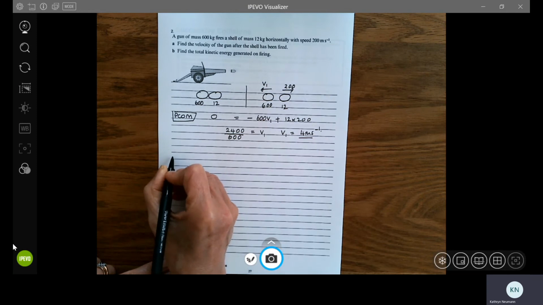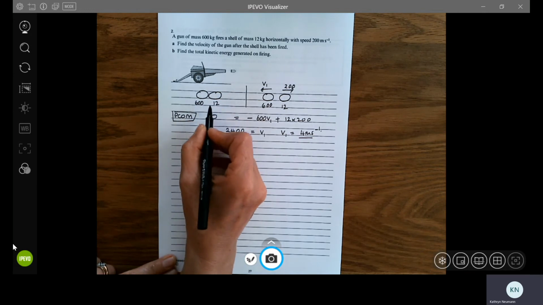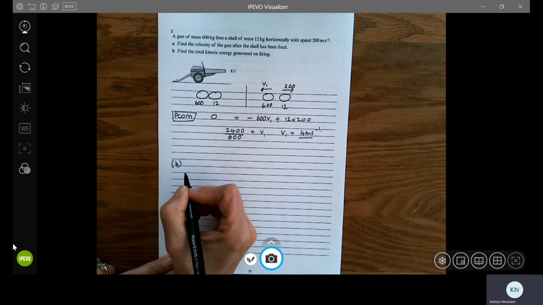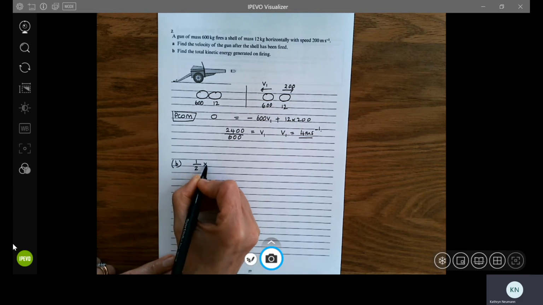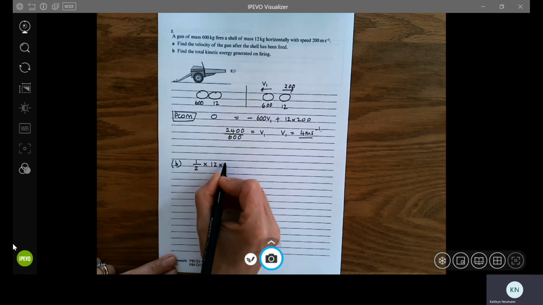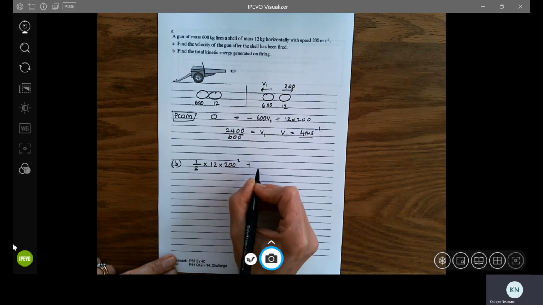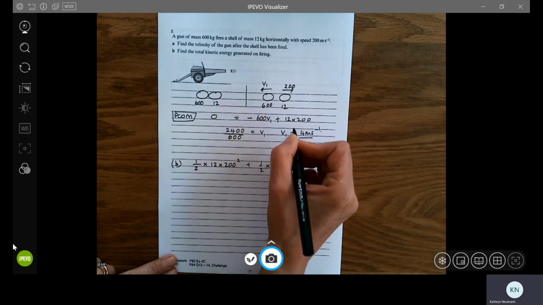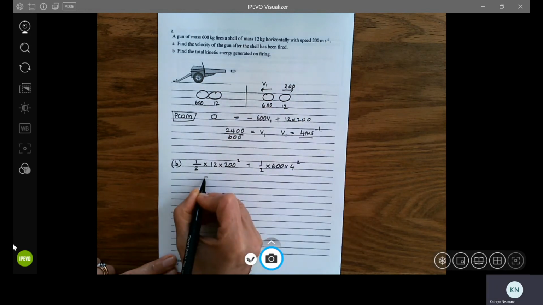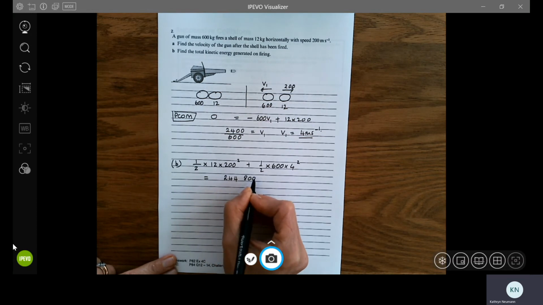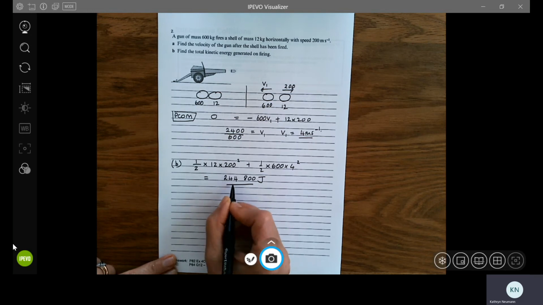Now, part B asks for the kinetic energy generated. Initially, there's no kinetic energy because nothing is moving. So in part B, we've got to say what's the kinetic energy generated. It's going to be a half m. Let's do the shell first of all. So that's a half times 12 multiplied by 200 squared, plus a half times 600 multiplied by 4 squared. And when we calculate that, we get 244,800 joules.